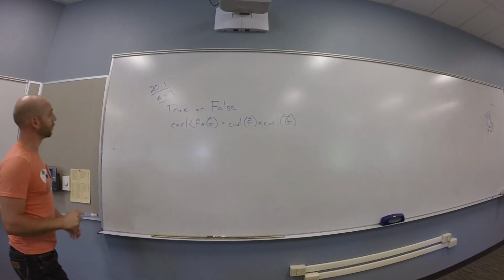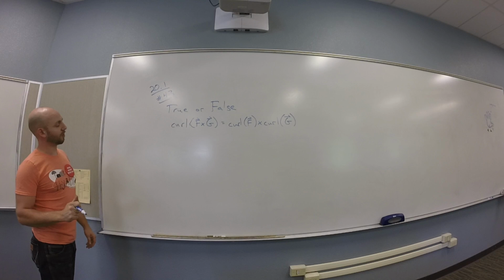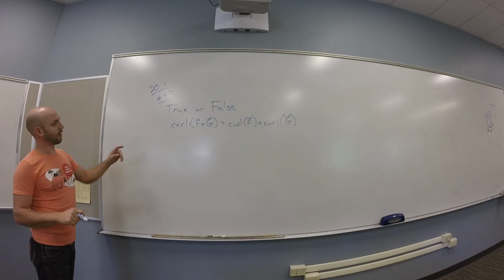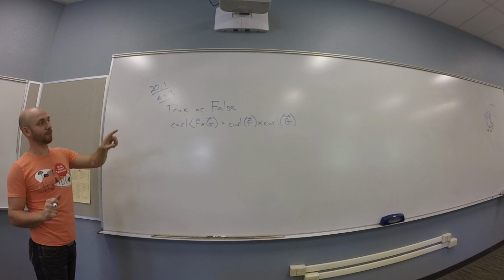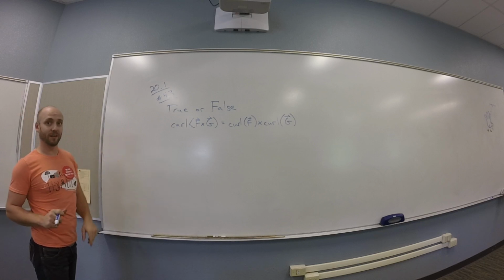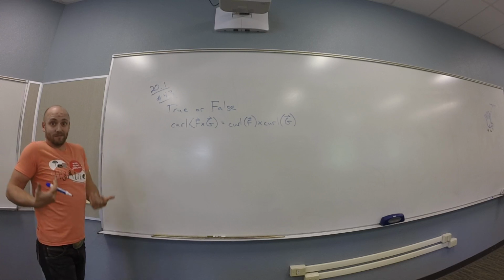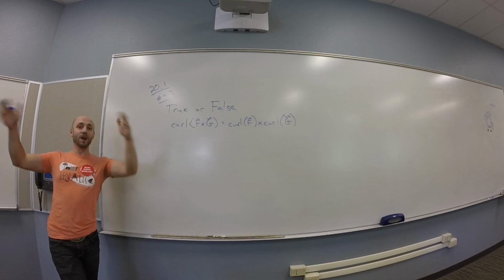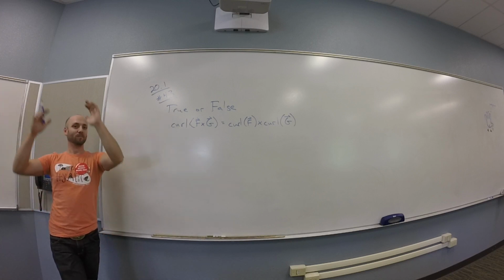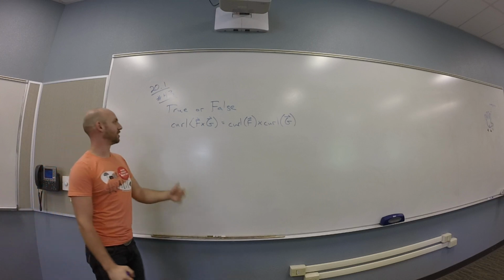Okay, so in 20.1, number 43, it's true or false. The curl of f crossed with g is the curl of f crossed with the curl of g, where f and g are some vector fields, right? It is the right category, first of all. Curl is, dude, first things first, check the category of what you're talking about, right? So let's just check.